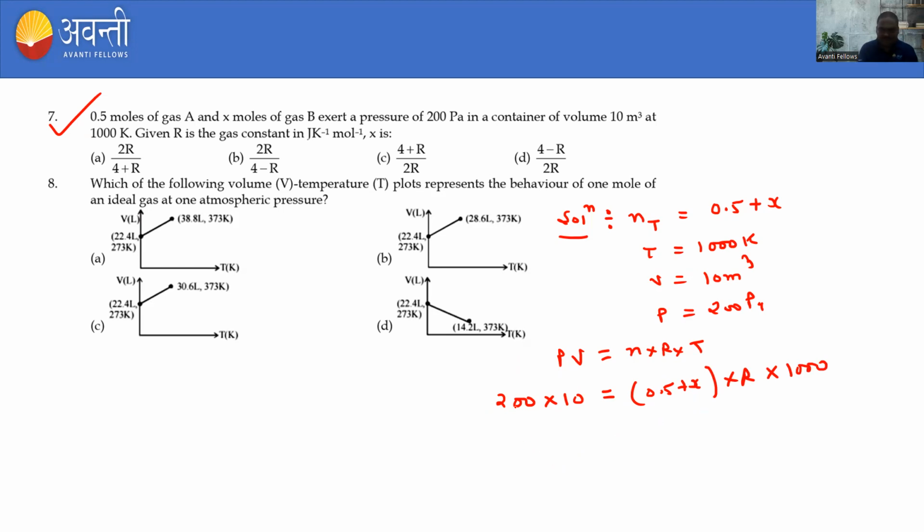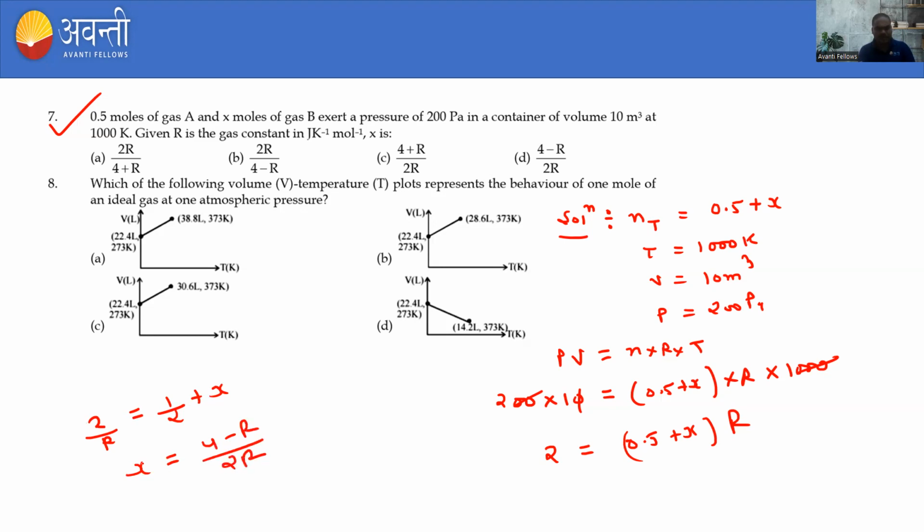So this comes out to be this gets cancelled to 0 and 1 0. This will cancel out each other. So on solving, you'll get 2 is equal to 0.5 plus x multiplied by r, right? So the value of r comes out to be that is 2 upon r is equal to 1 by 2 plus x. So on solving, x comes out to be 4 minus r upon 2r. So this is the value of x, that is 4 minus r upon 2r.